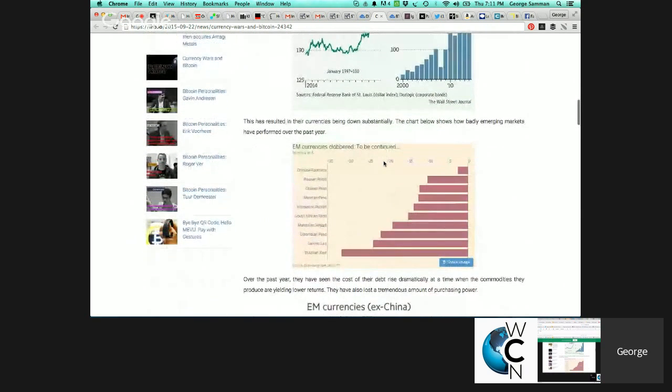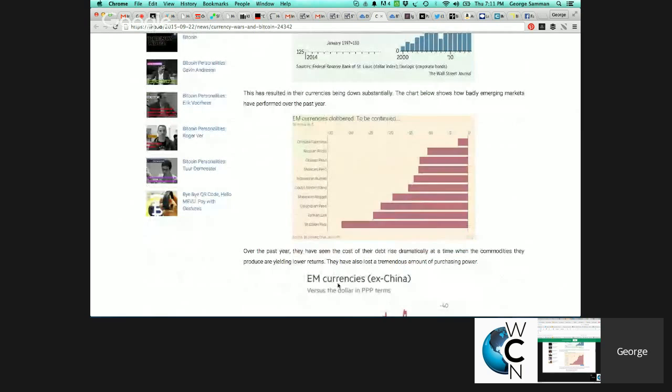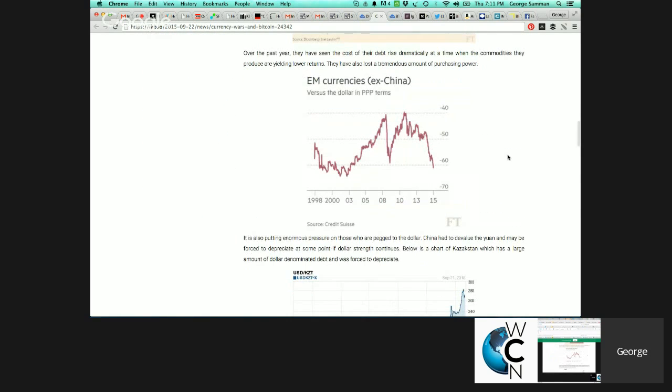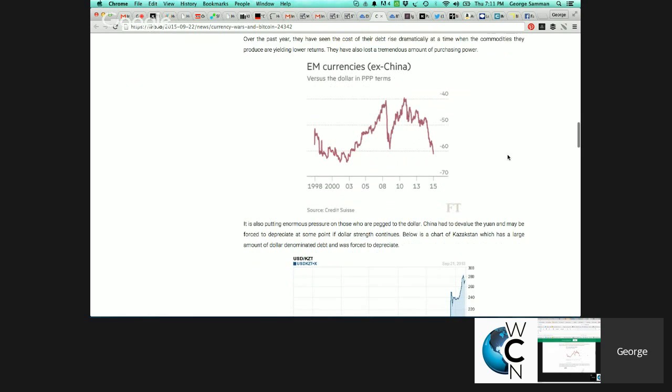So here you see the countries that have been getting clobbered by that. Their currencies are down dramatically: the Brazilian real, Turkish lira, Colombian peso, rand, etc. They're all getting really hurt by a strong dollar, and that's being supported by this whole question of whether there's going to be a raise in interest rates or not. Their purchasing power versus the dollar is down dramatically this year, minus 60%.